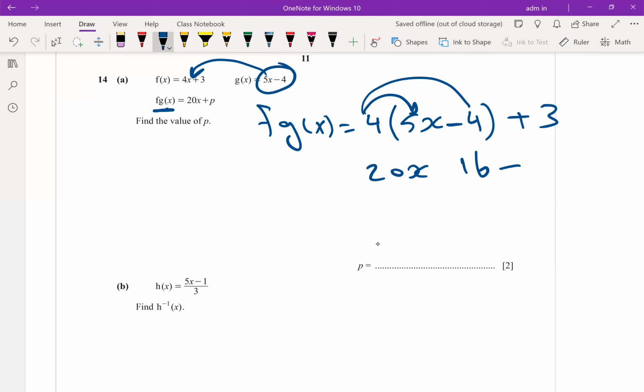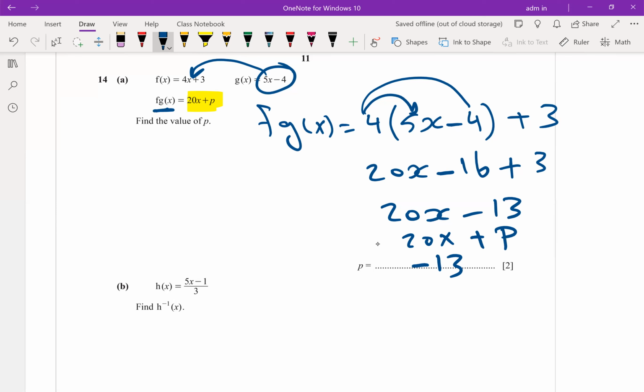Four multiplied by 5, 20x. 4 by 4 is minus 16, then plus 3. Simplify: 20x minus 13. It's written f(g(x)) in this form, 20x plus p, so by comparing, p equals what? p is negative 13. Clear?